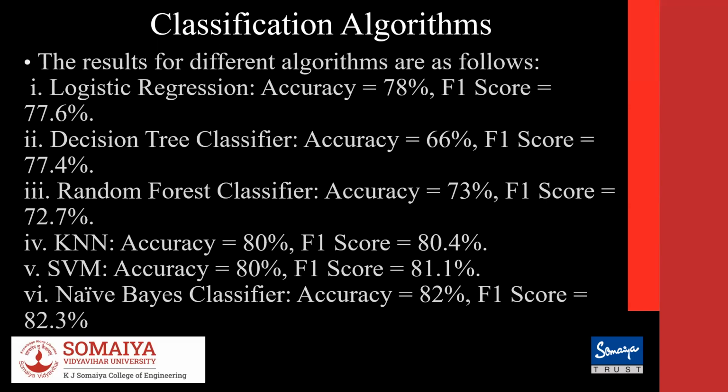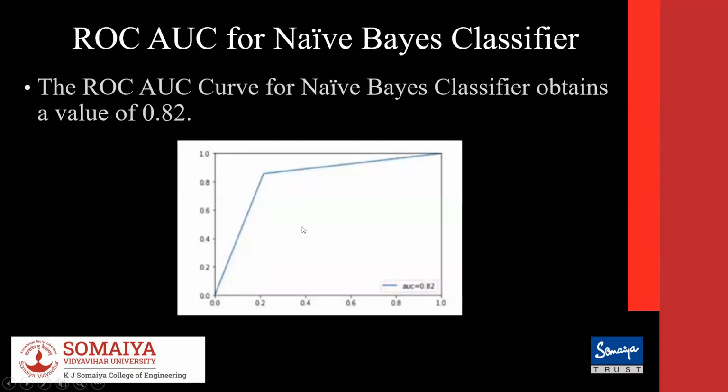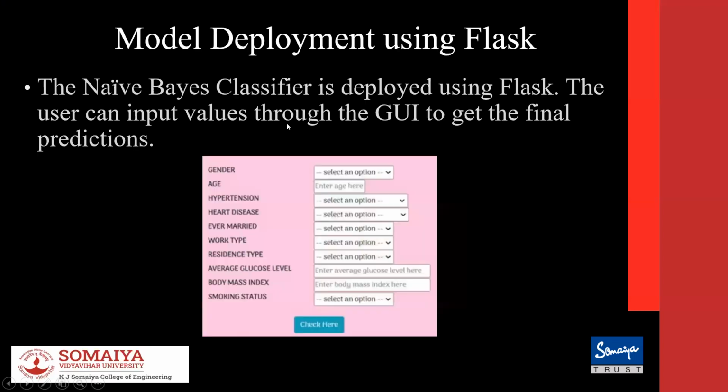Now, naive Bayes classifier gives you an accuracy of 82% and an F1 score of 82.3%. ROC AUC for naive Bayes classifier. ROC AUC basically stands for receiver operating characteristics area under the curve, and for naive Bayes classifier you get a value of 0.82, which is pretty high as compared to all the other machine learning models analyzed.